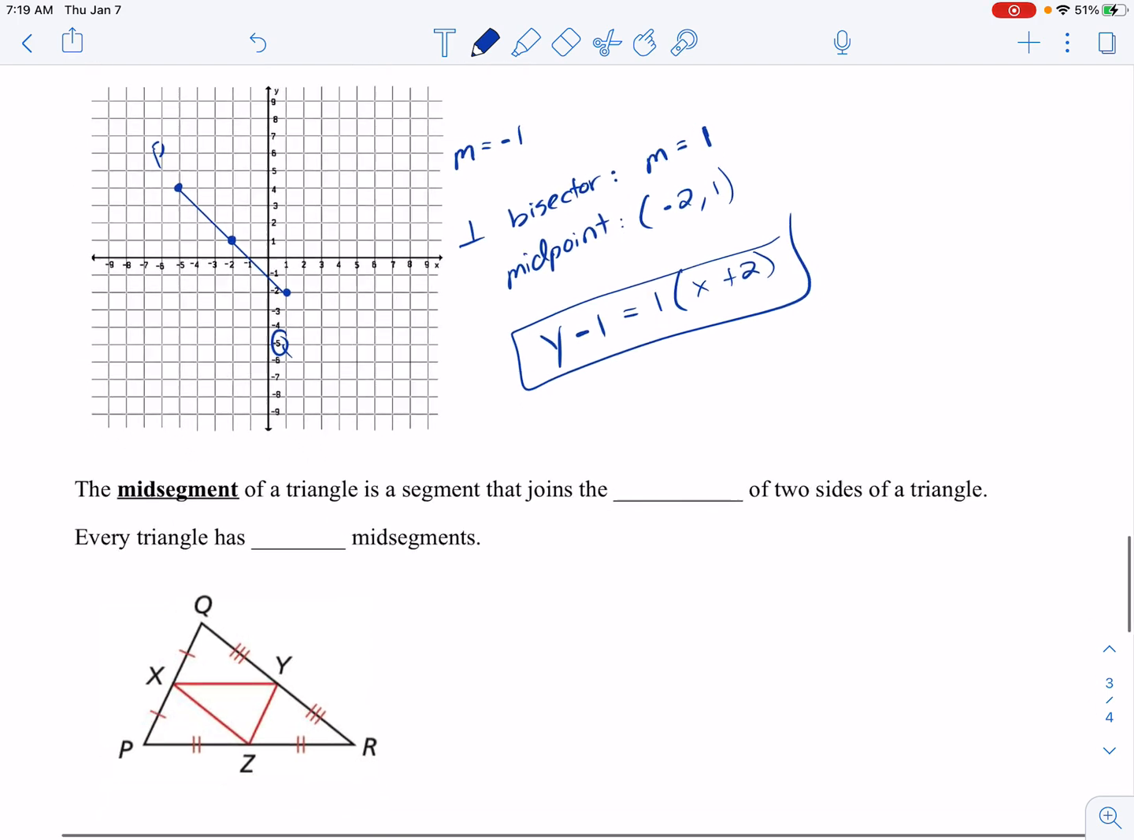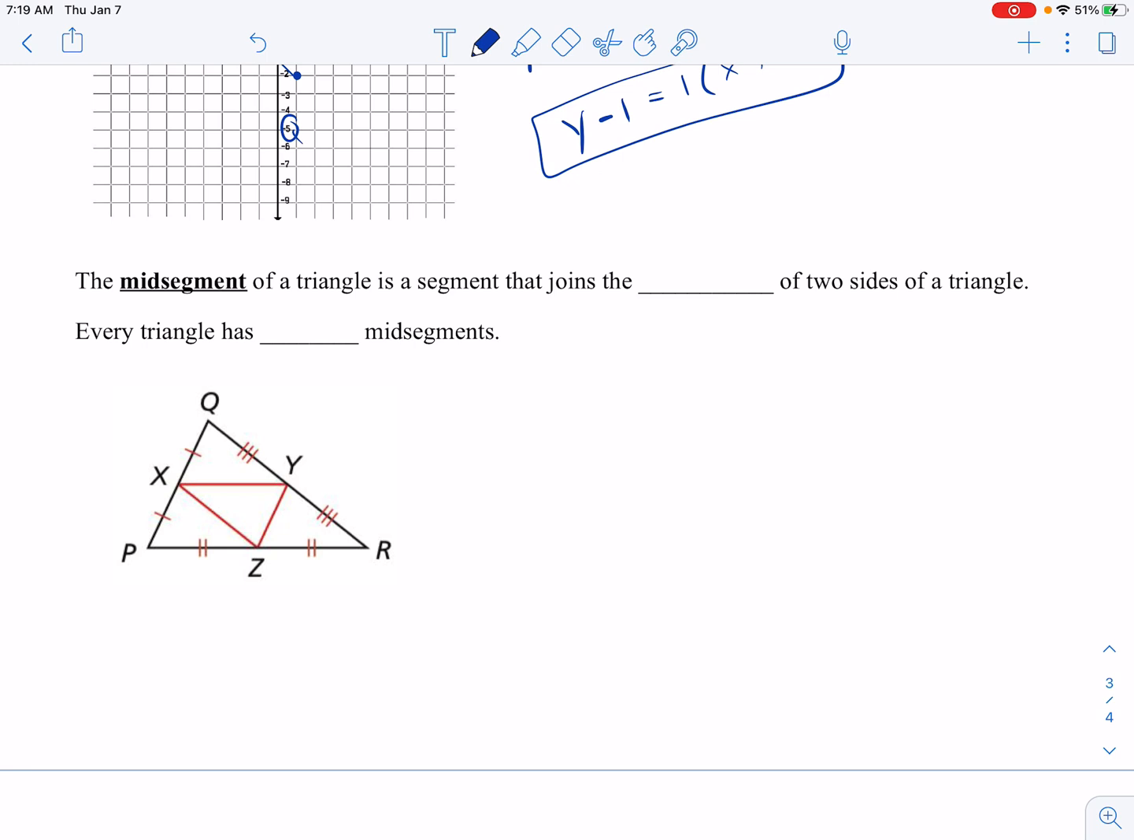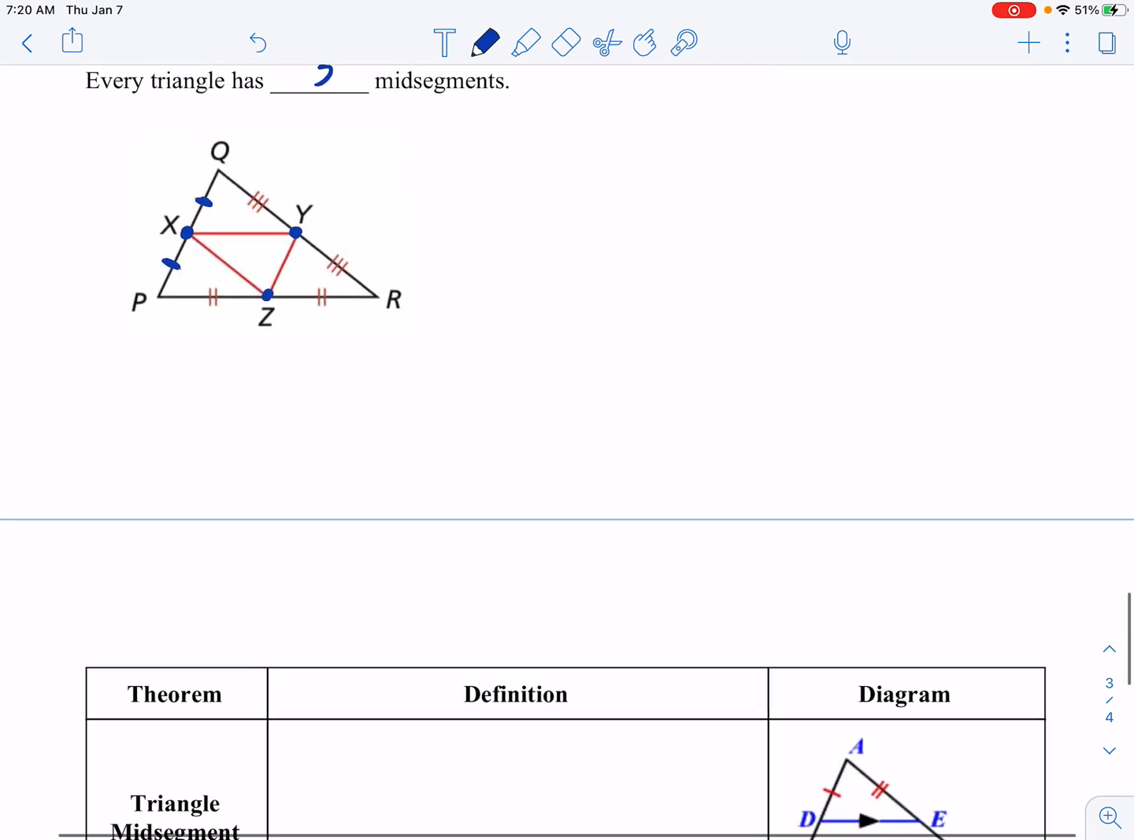All right, our one last theorem we need to finish up with is from 5.4, but we're just going to move it to this section. The midsegment of a triangle is a segment that joins the midpoints of two sides of a triangle. Every triangle is going to have 3 midsegments because we have 3 midpoints all connecting. So there's your 3 midsegments. You know these are midpoints because of these congruent markings, right? Meaning each of those points are in the middle of the sides of a triangle.